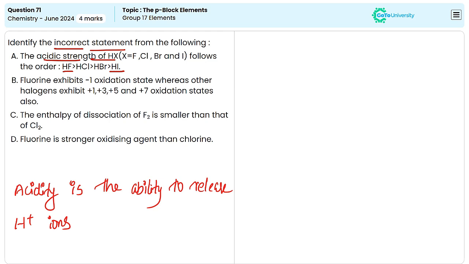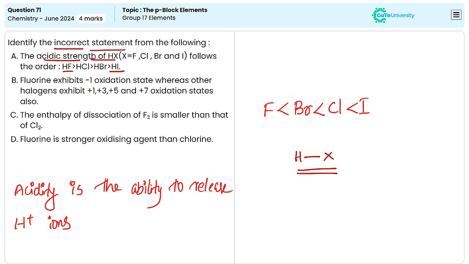to release the H plus ion. Among the halogens we know down the group the atomic size is increasing. When the atomic size is increasing from fluorine to iodine, it becomes easy to release the H plus ion, because when atomic size is increasing, the bond strength between the hydrogen and halogen will decrease. So it is easy to break and easy to release the H plus ion.